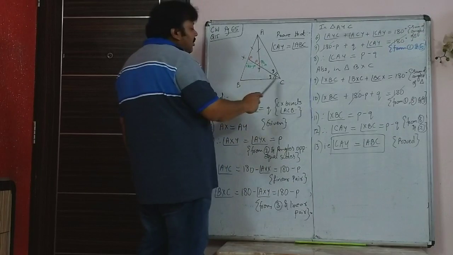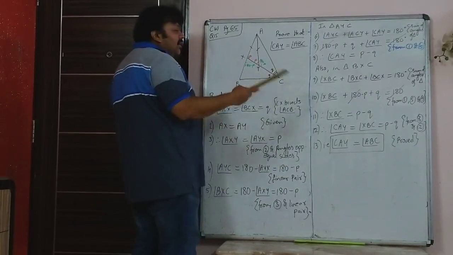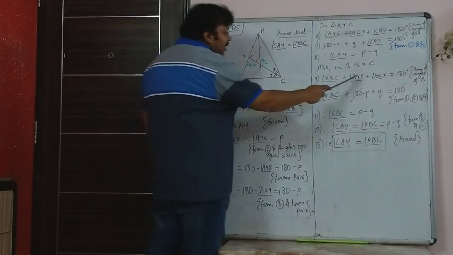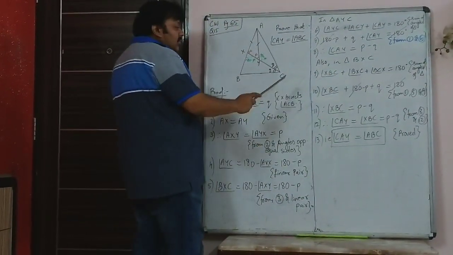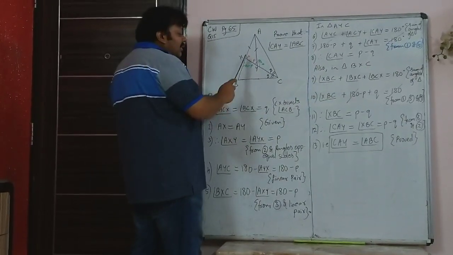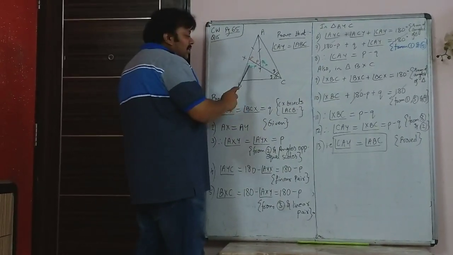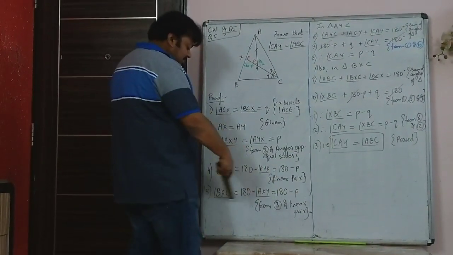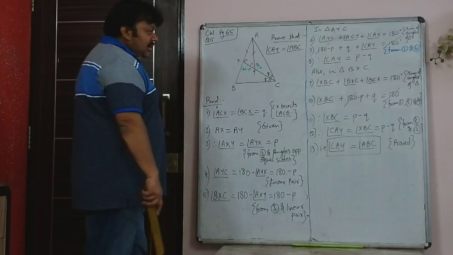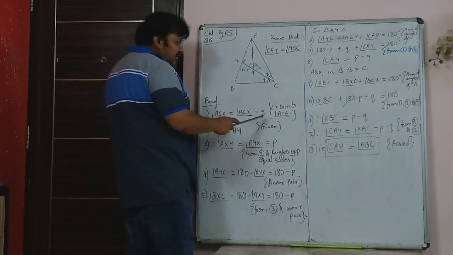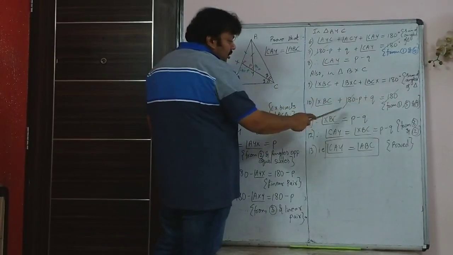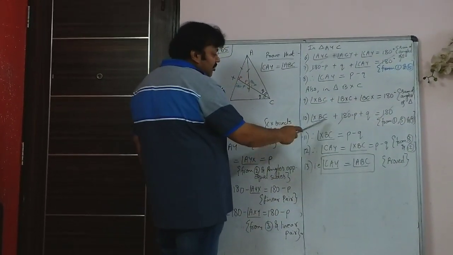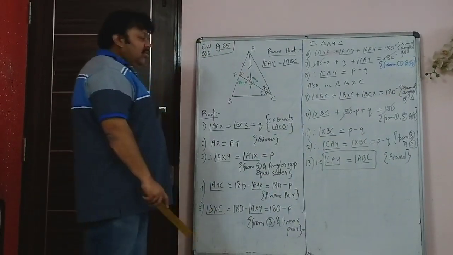Then you have the bottom triangle, that is BXC. In that also use the angle sum property. You will get the sum of all three angles is 180. So XBC, we have to find. XBC plus this 180 minus P, which you have got in step number 5, and Q, which was step number 1, you substituted here, and that is equal to 180. So angle XBC is P minus Q.